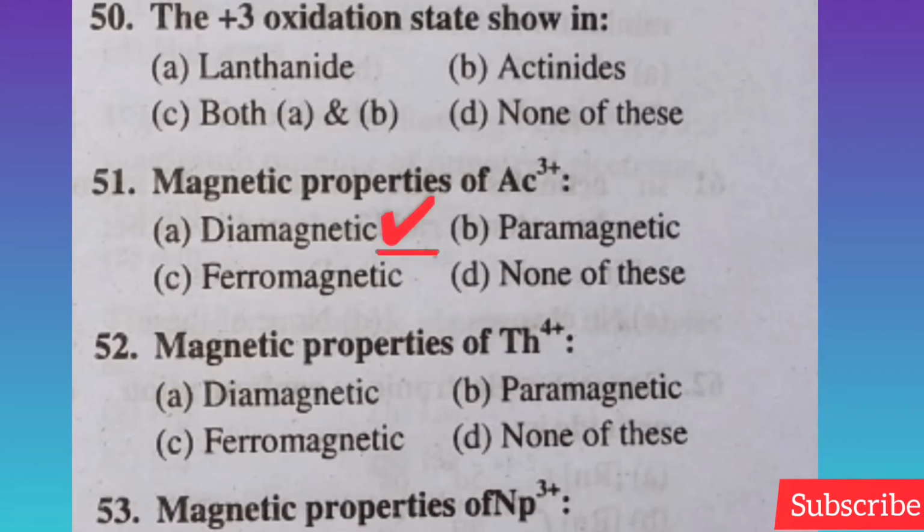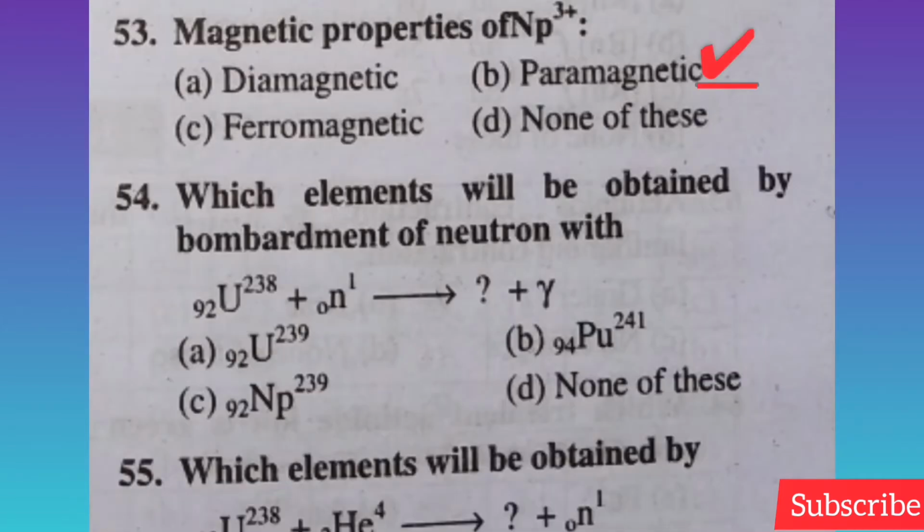Ac3+, option A is correct. Magnetic property of Th4+, option A is correct. Magnetic property of Np3+, option B is correct.